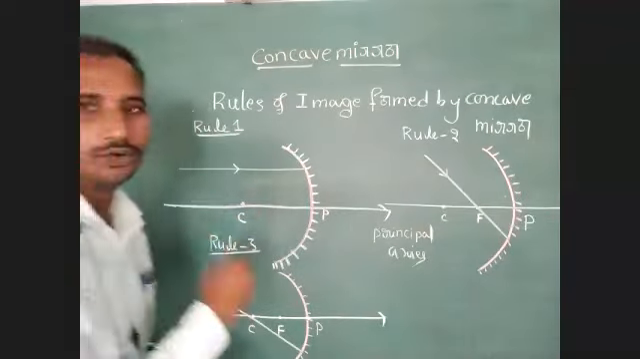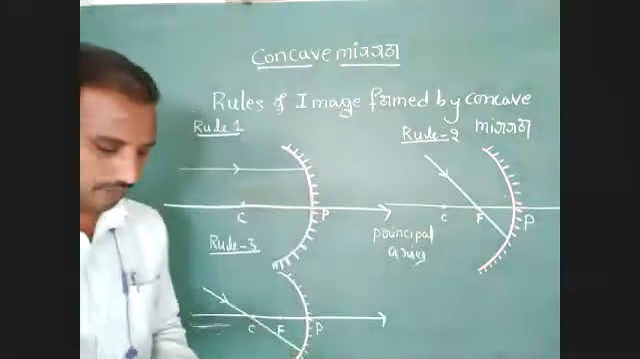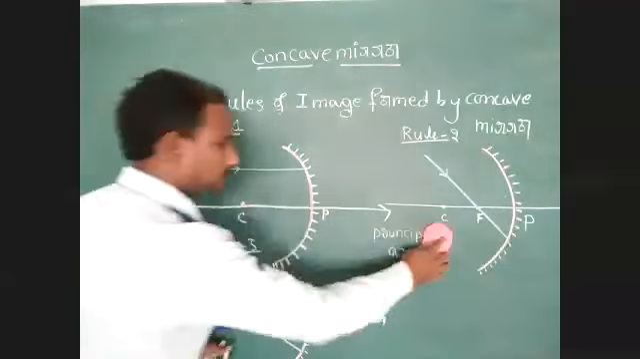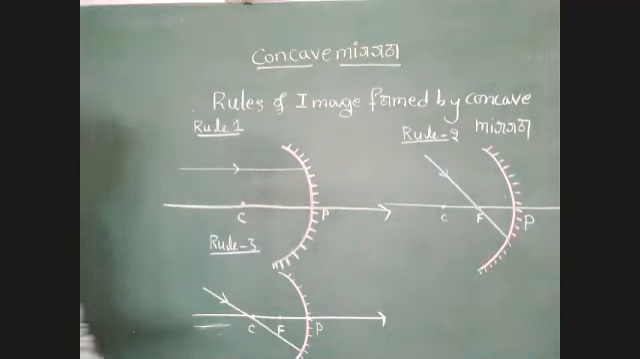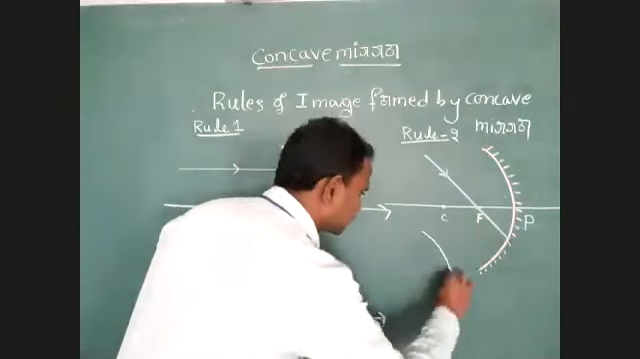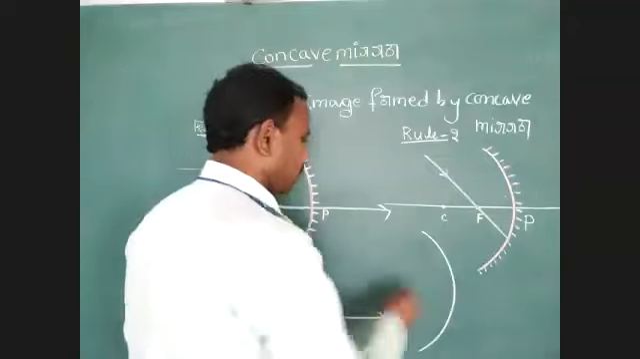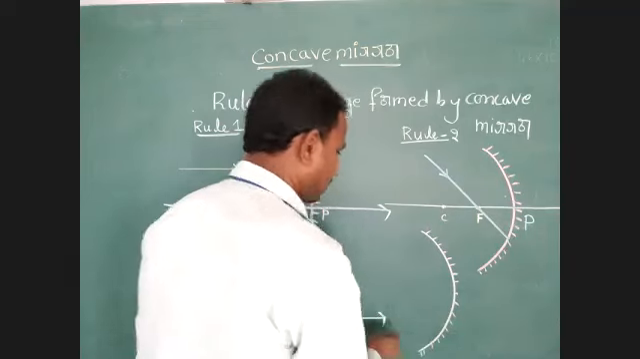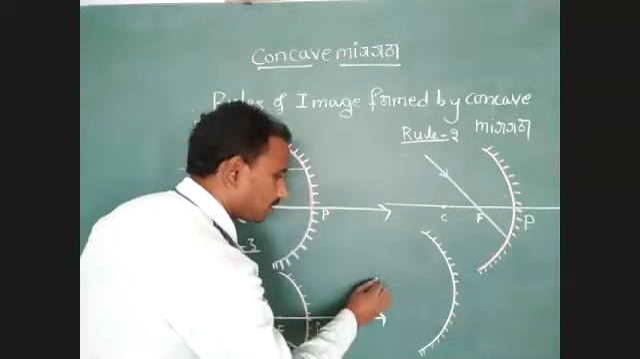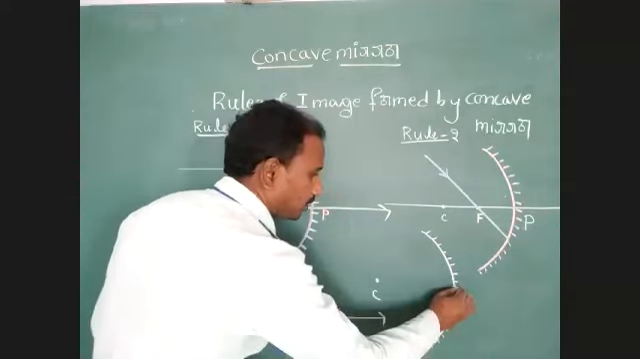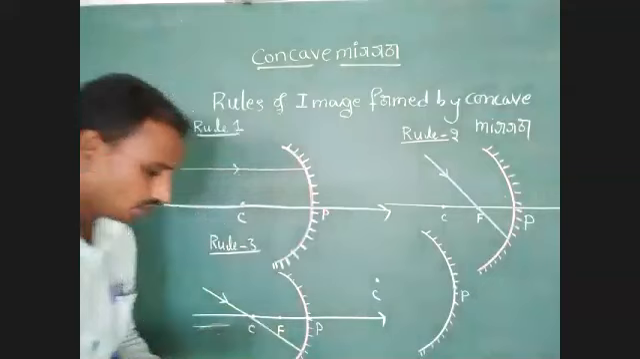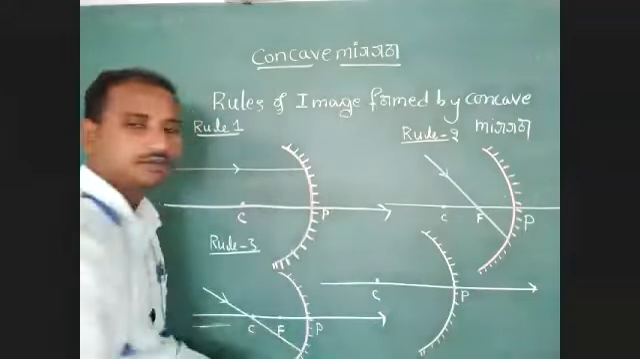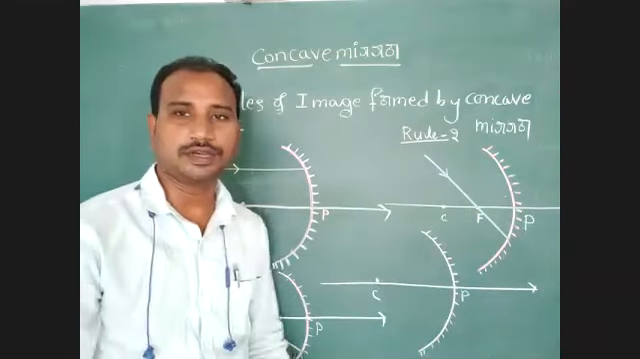Identify rule 1, rule 2, rule 3, and next one, rule 4. Okay, rule 4 we have to identify. Here in rule 4, identify the center of curvature C, and the midpoint of this mirror is called the pole. Draw the principal axis. Here the principal axis is passing through the center of curvature at the pole of a concave mirror.